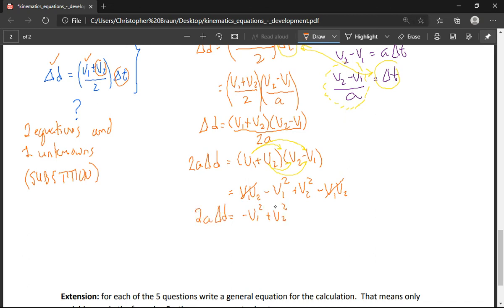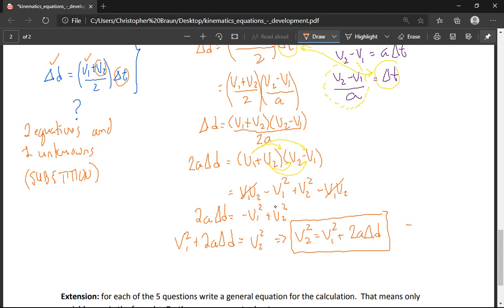like that. Now it asks us to find v2, so I've got minus v1 squared, so I add it to both sides, like this, and there you go. The final solution for it is v2 squared equals v1 squared plus 2a delta d. This is one of the most useful equations out of the 5. It gets used all the time. It's so handy.